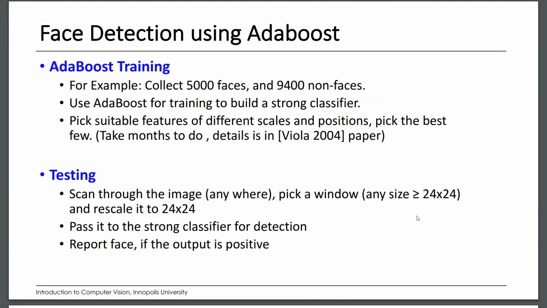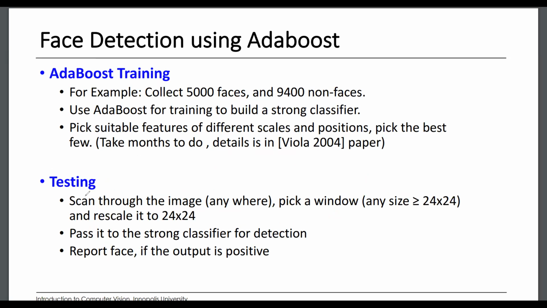So for the AdaBoost training, for example, with 5,000 faces and 9,000 non-faces, we use AdaBoost to build a strong classifier, picking a suitable set of features of different scales and positions, and picking the best few. This training can take months to do. And of course, as we said, if it's going to be used for a big company, it can take even years to train. The testing, though, is much faster, right?